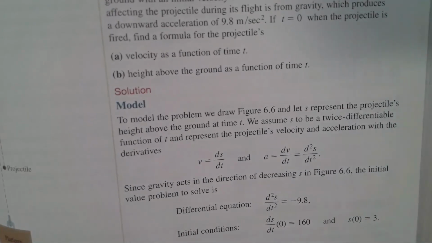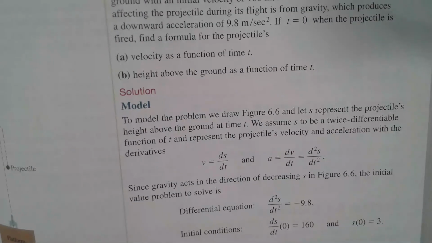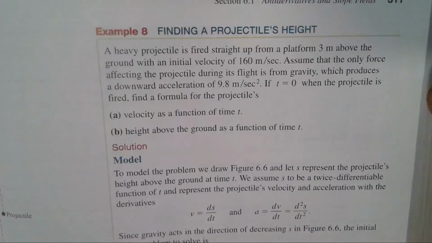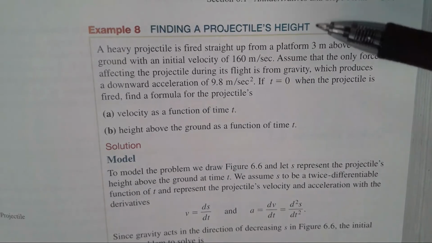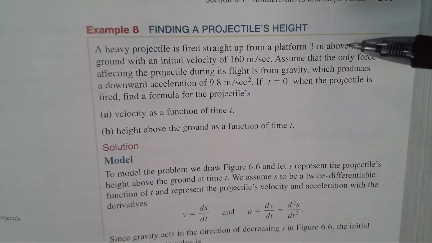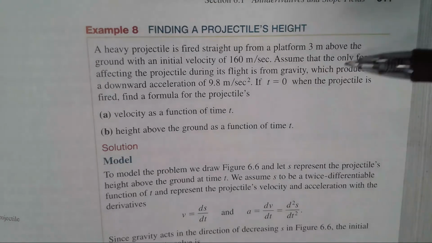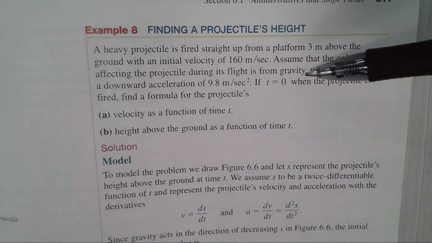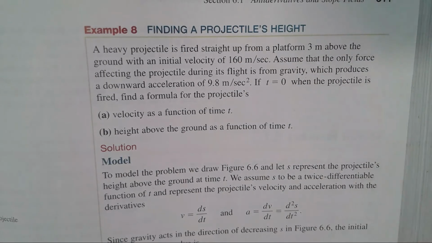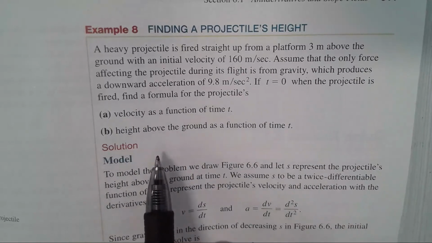There's a good example in the book. This is example 8 on page 311. Well, I can show you, I guess. A heavy projectile is fired straight up from a platform 3 meters above the ground with an initial velocity of 160 meters per second. Assume the only force affecting the projectile during its flight is gravity, which produces a downward acceleration of 9.8 meters per second squared. If t equals 0 and the projectile is fired, find a formula for it. So we want to find velocity and the height.